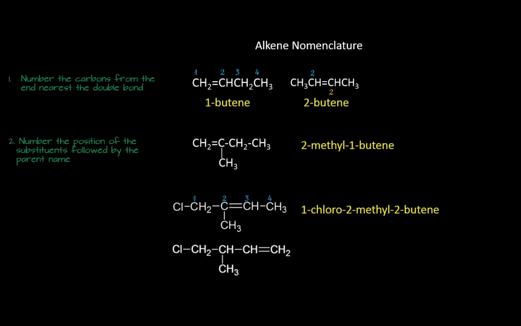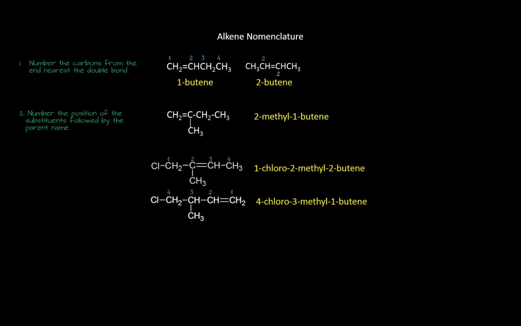What if the double bond was not in the middle but on the right side? How would the name change? We start numbering now from the right, because that's where the double bond is. Now chlorine is on carbon 4, and methyl on carbon 3, giving the name 4-chloro-3-methyl-1-butene.